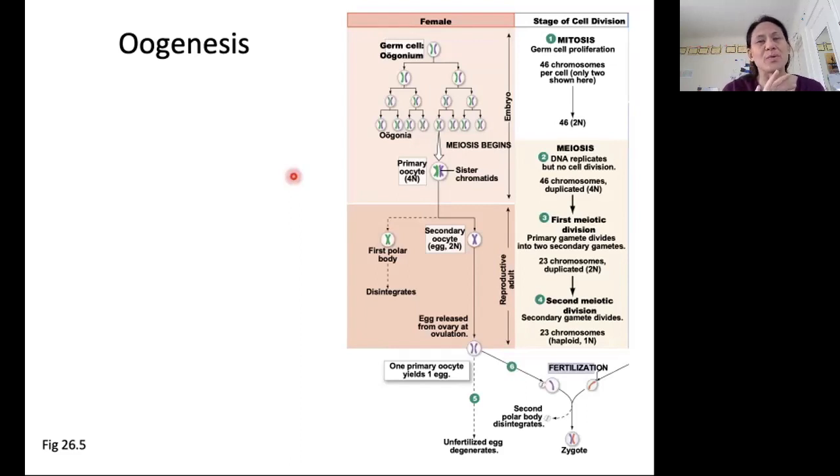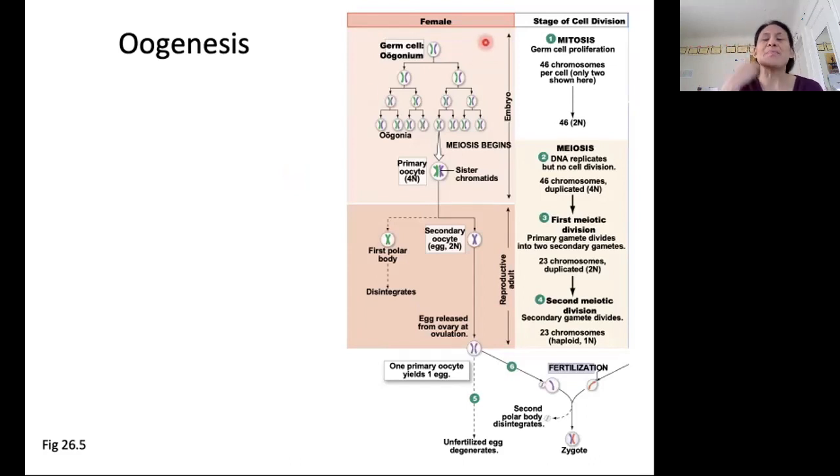So just to remind you how meiosis works, we start with a replication of the DNA, and then we have two cell divisions. Okay, so let's take a look at how this is carried out in the female.